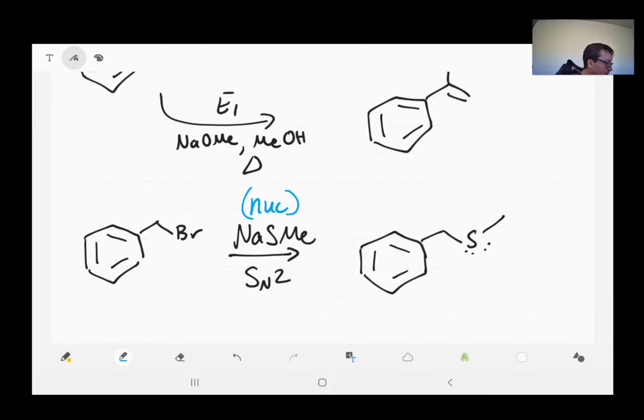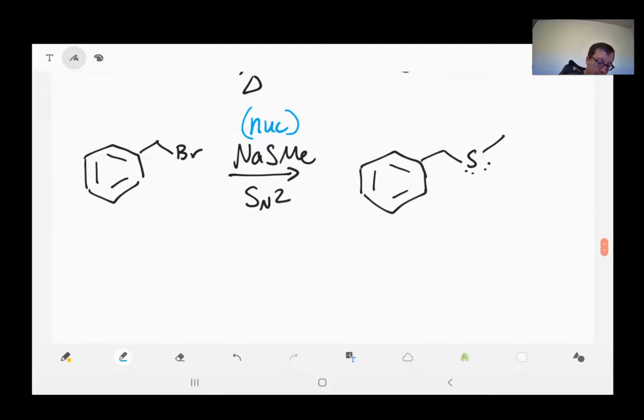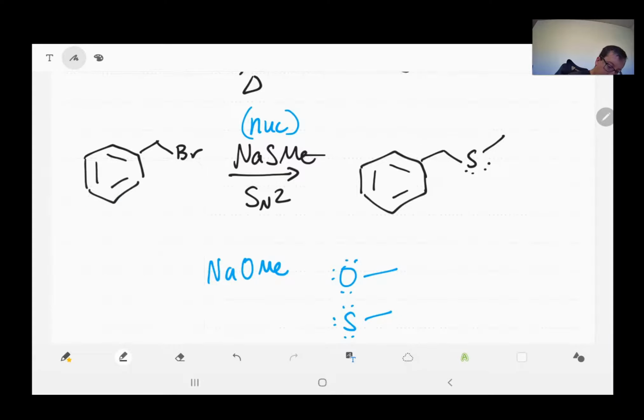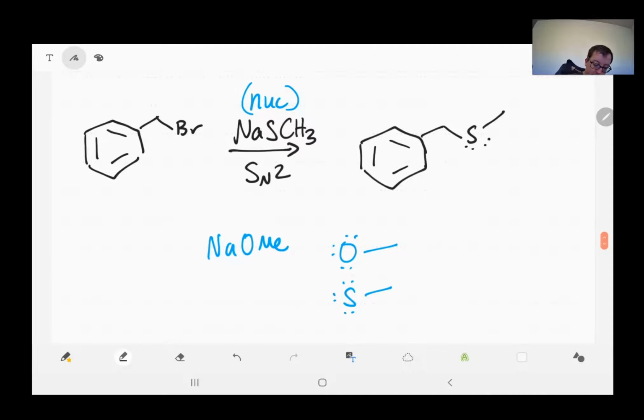What else do we want to go over? That is a thiol nucleophile. So it's like sodium methoxide, but with sulfur instead. It's just like this guy, just this one instead. So Me for methyl group. I could put CH3 if that helps. So sodium methyl sulfide.